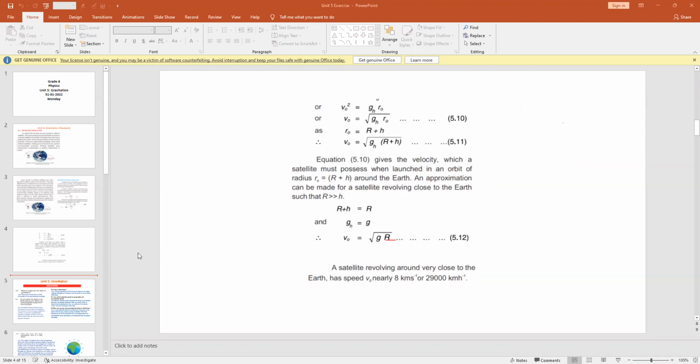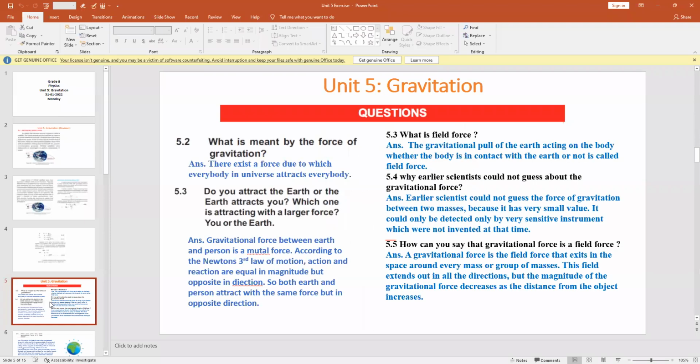Now come to the exercise questions. I know that most of the students have already done these questions, but some students have not completed their work. You can complete your work now with the help of these questions and answers.